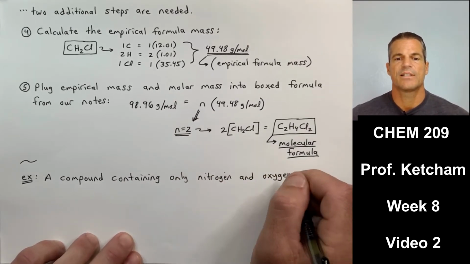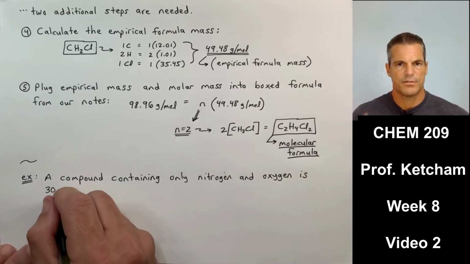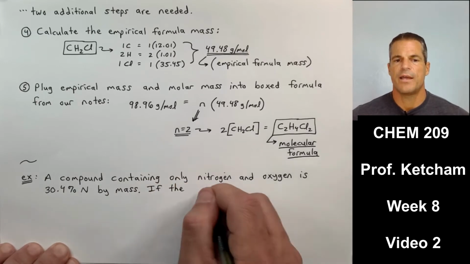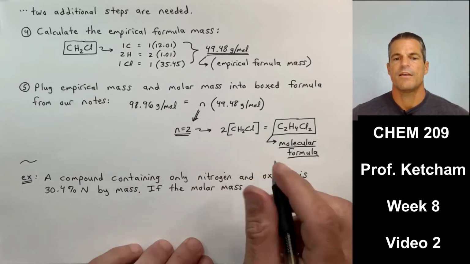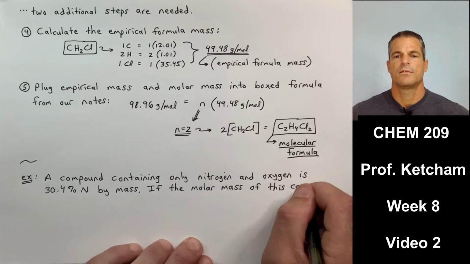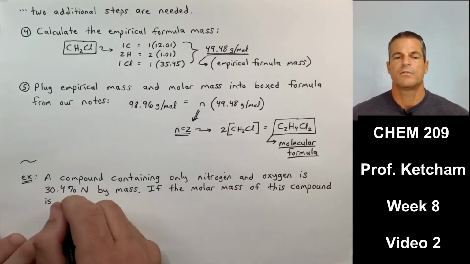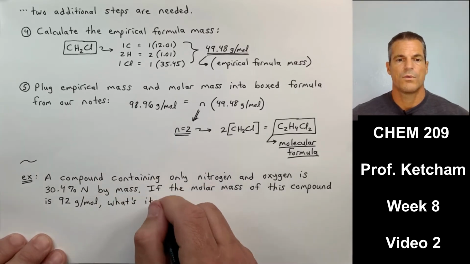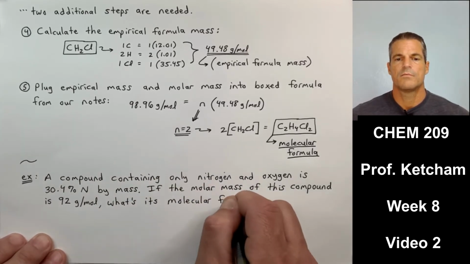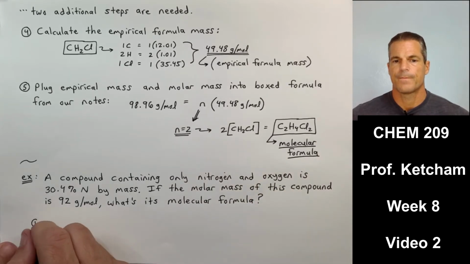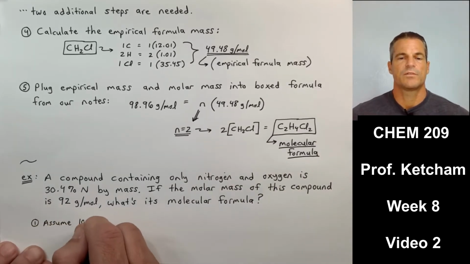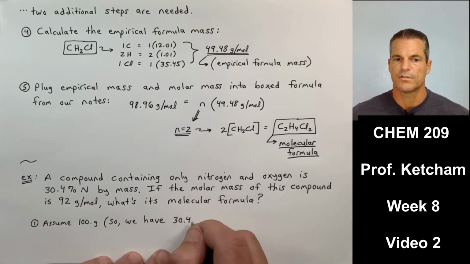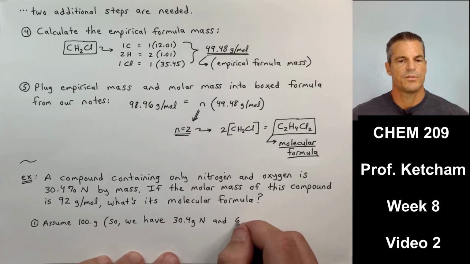All right, let's do another example just to hammer this home. A compound containing only nitrogen and oxygen, just 2 elements, is 30.4% nitrogen by mass. If the molar mass of this compound is 92 grams per mole, what's its molecular formula? All right, so it's asking us what's its molecular formula, but remember, we always have to calculate the empirical formula first. So that's what we're going to do, steps 1, 2, and 3.